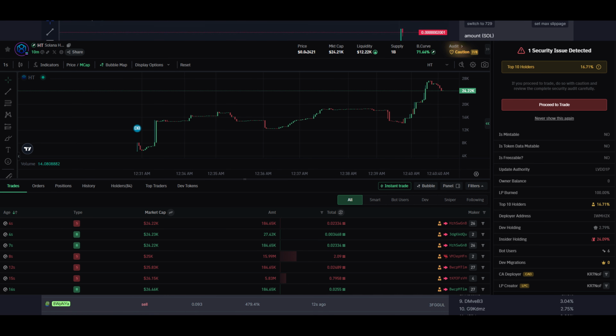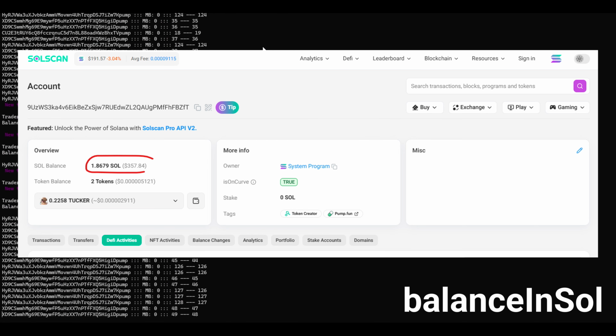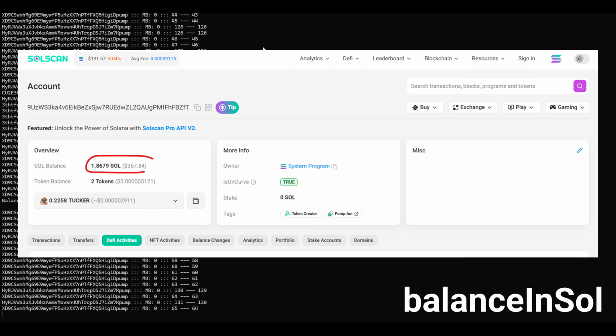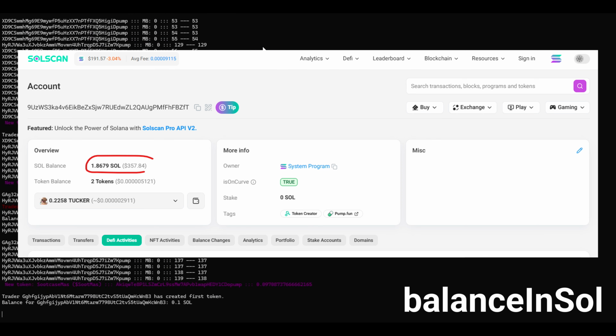Now, let me explain the key parameters used in the script. Parameters for token creation analysis. Balance in Sol checks the public key balance of the developer. Initially, I assumed the developer would use their balance to support the token, but I was wrong.